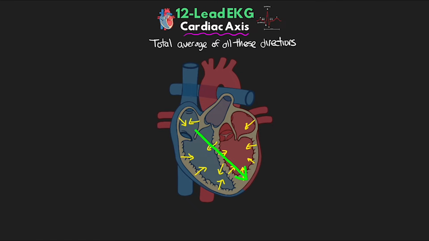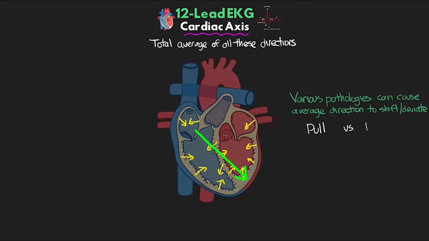Now, later in this lesson, I will discuss this next concept a bit more, but we have various pathologies that can cause this average direction of electrical activity to shift or deviate from this expected normal path. If someone has an enlarged heart or an enlarged ventricle, this can start to pull the electrical activity towards this larger area. If part of the heart has infarcted, then we would not see electrical activity in that area, and thus it would push or shift the direction away from this area.